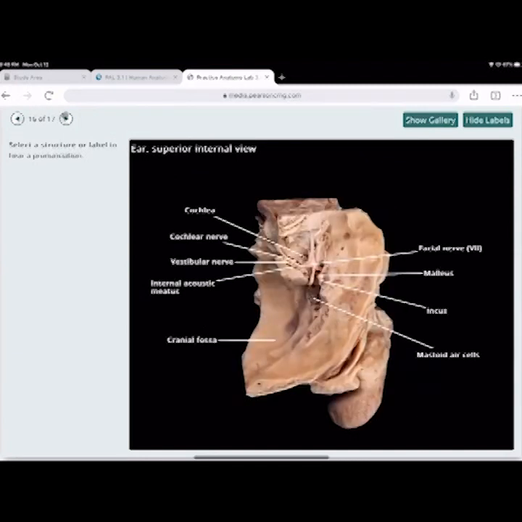Okay, looking at your dissection of it. Again, the mastoid air cells. This is your mastoid process. You have the incus, the malleus. You can't see the stapes from here. Facial nerve number 7, the cochlea, which is a snail-like structure with lines around it. The cochlear nerve, the vestibular nerve, the internal acoustic meatus. That's the opening inside the ear, and then the cranial fossa outside of the bone.